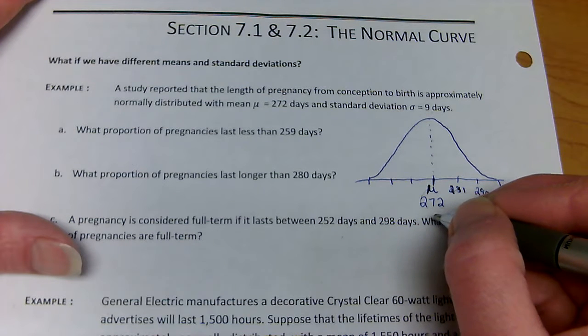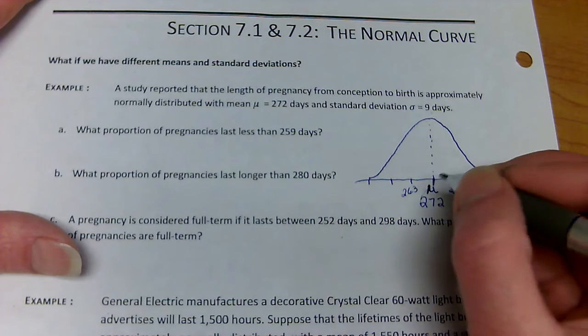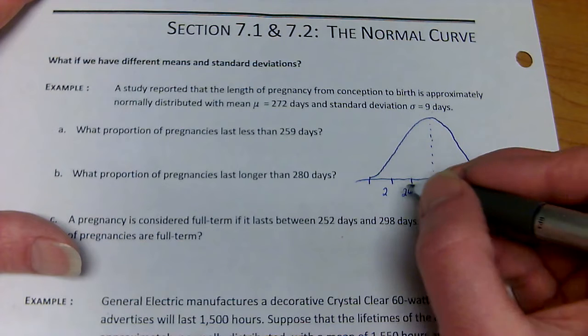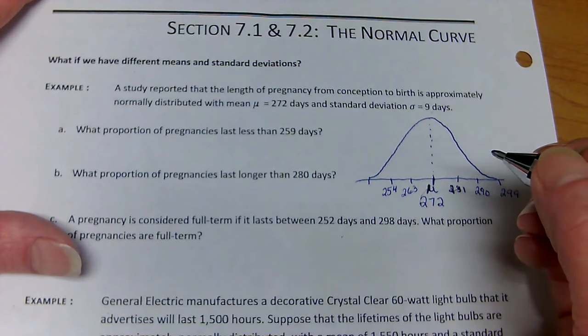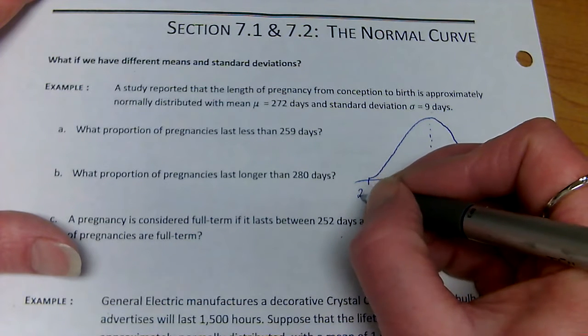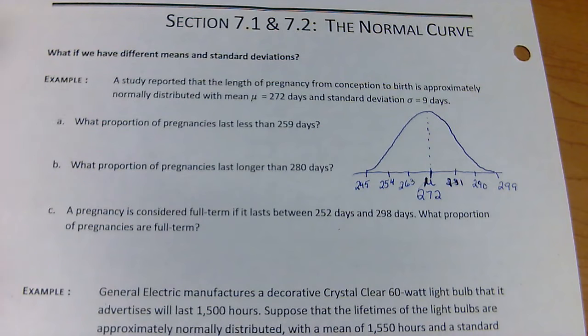Subtract it. So if I subtract 9, I'm going to be at 263. And then subtract 9, I'm at 254. And then subtract 9, I'm at 245. So here's our layout. And we want to know what proportion of pregnancies last less than 259 days.